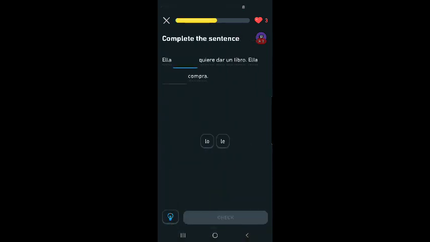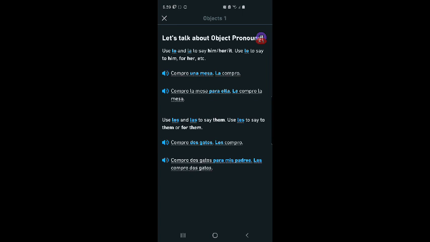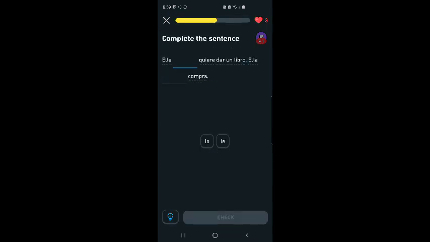Got it to yellow. Ella blank quiere dar un libro. She quiere. She wants, ella quiere dar un libro. Oh, I don't know the answer to this. Let's look. Use lo to say him, her, or it. Use le to say to him, for her, etc. She wants to have a book.